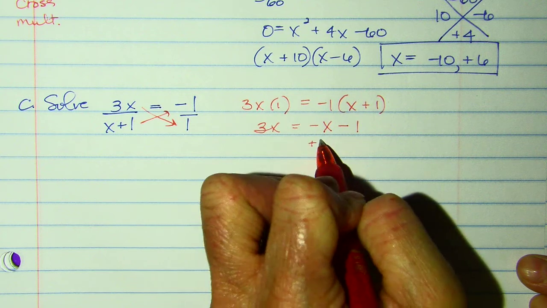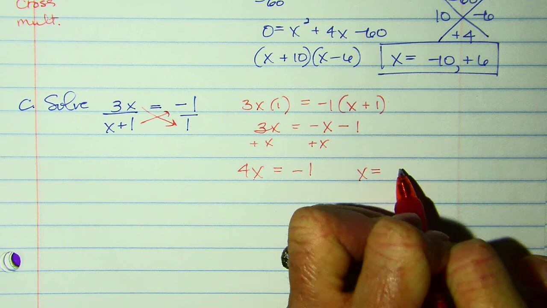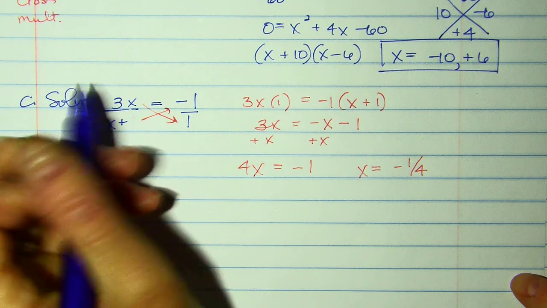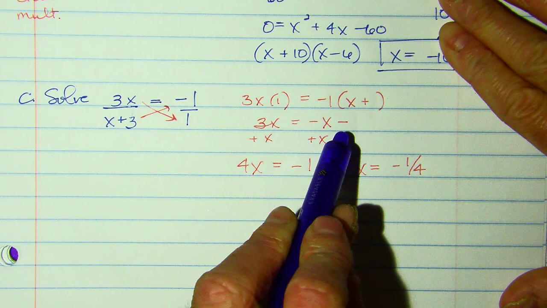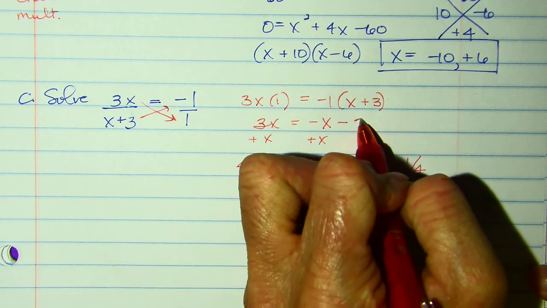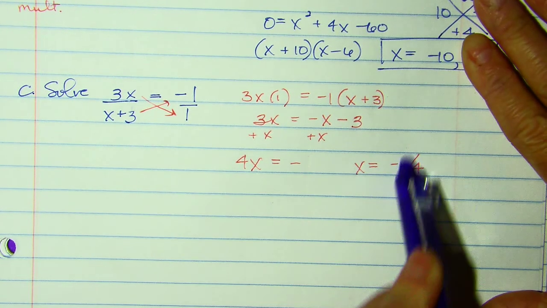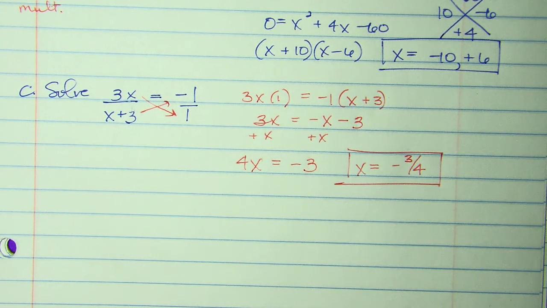Add the x. 4x equals negative 1, so x equals negative 1 fourth. And I think I wrote lesson practice down wrong. I think this is a 3. Sorry, I wrote the lesson practice down wrong. This should be a 3, which makes this a negative 3. That's my bad. And so my answer is negative 3/4.